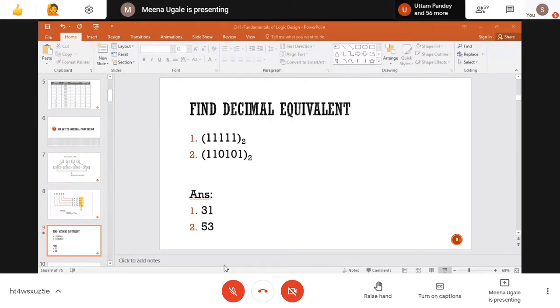Ma'am, 29 and 52. Is the answer correct? 29 and 52, no. Anyone else? Yes, 31 and 53. Can you see the answer? It's 31 for the first number and 53 for the second number. Some of you just told now. The first number is 5 times 1. Answer is 31 in decimal. And 110101 is 53.